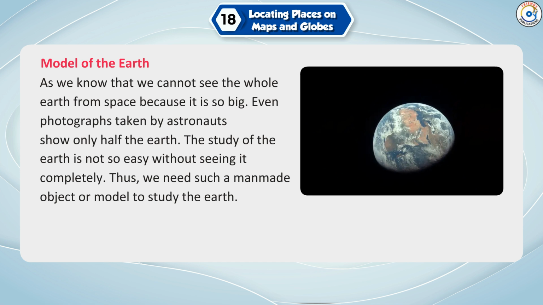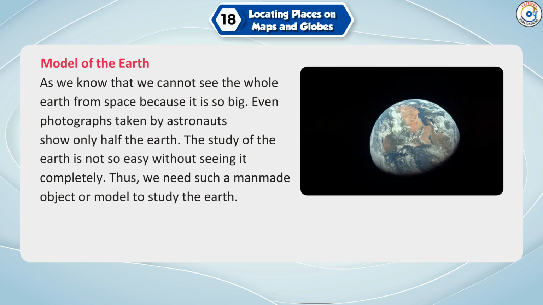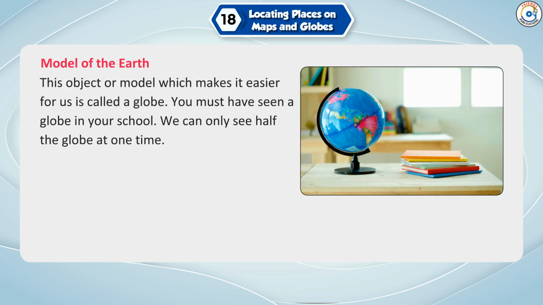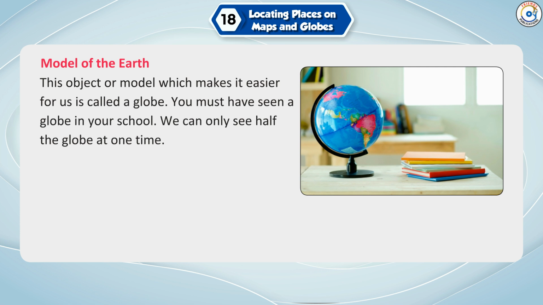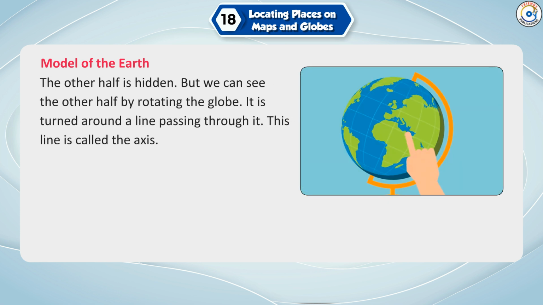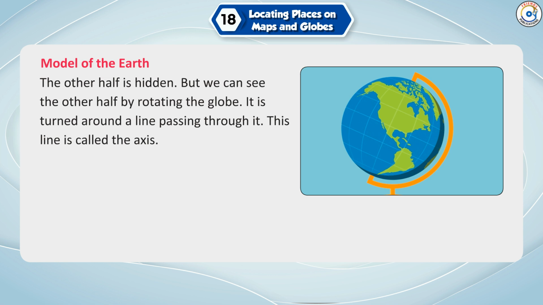The study of the Earth is not so easy without seeing it completely. Thus, we need such a man-made object or model to study the Earth. This object or model which makes it easier for us is called a globe. You must have seen a globe in your school. We can only see half the globe at one time. The other half is hidden, but we can see the other half by rotating the globe.